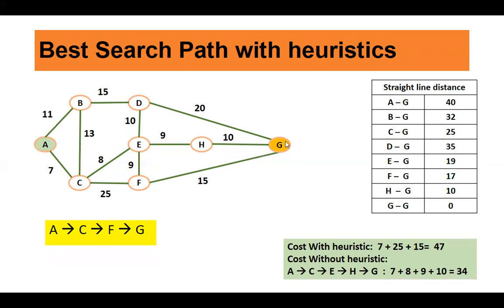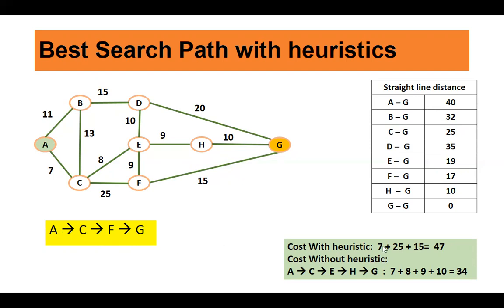Now let us look at the cost, because if you remember, in the first slide I talked about how it uses a greedy approach, because every time it uses the minimum one, right? And it gives a good solution, but it may not give the optimal solution. So let us look at the cost using this heuristic path.